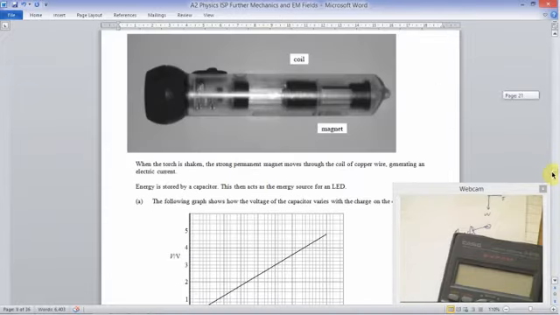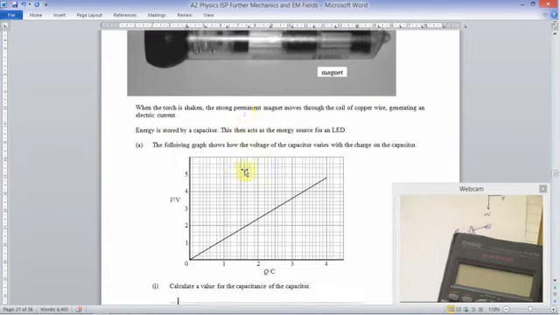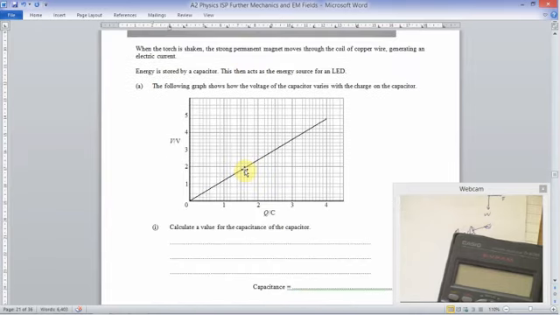So we've got a capacitor. There's energy stored in this capacitor that allows the energy source to act as an LED. Calculate the value of the capacitance of this capacitor. So we've got voltage and we've got a current. Okay, so from voltage and current we've got to get to capacitance. That's the idea they're asking for in this question.